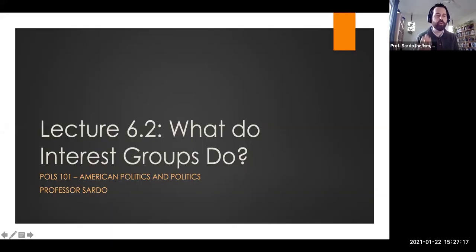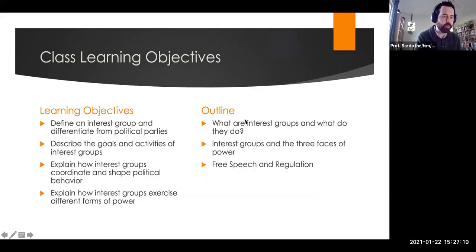This lecture will be focusing on interest groups in a similar way that we were talking about political parties, thinking about what they do, how they are different than political parties, what types of collective action problems they solve, how they exercise power, how they try to influence politics, and then we'll also talk a little bit about how they are regulated or not regulated.